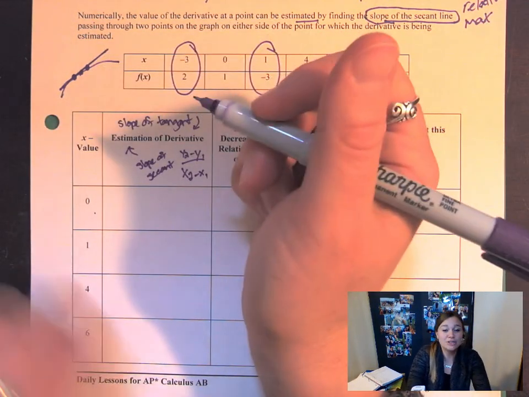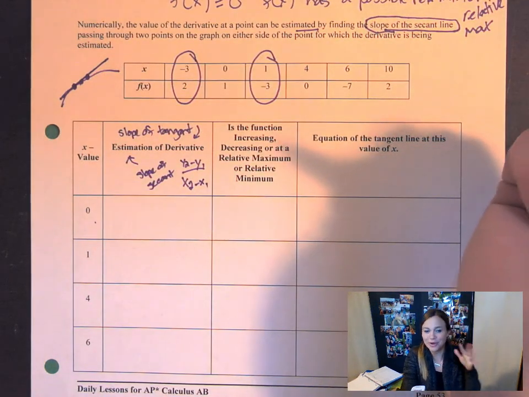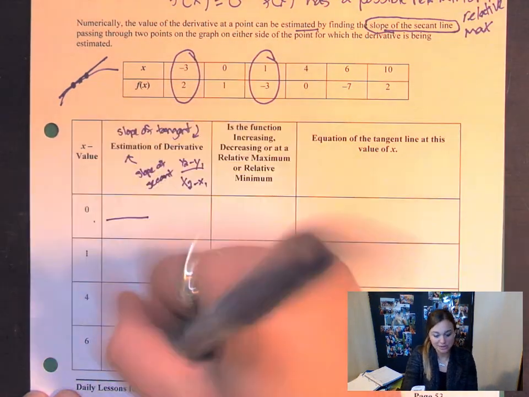And you always have to show your work for this to get full credit. Anytime you're estimating this, you have to show the difference quotient. Ooh, coming back from Unit 1 test. Meaning you have to say what's on top, what's on the bottom.